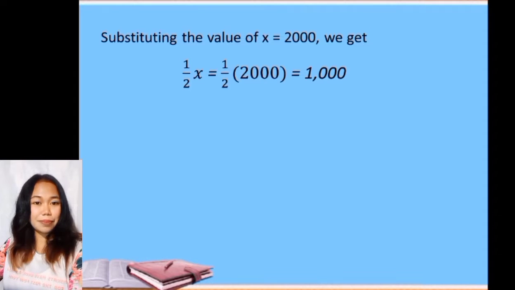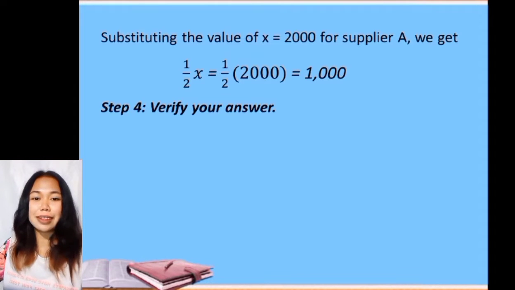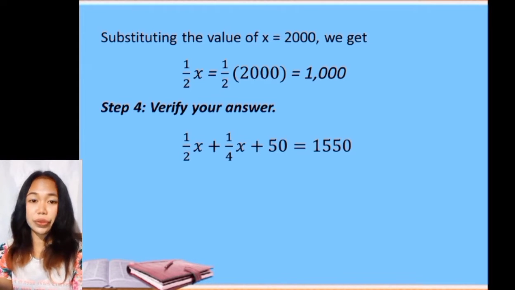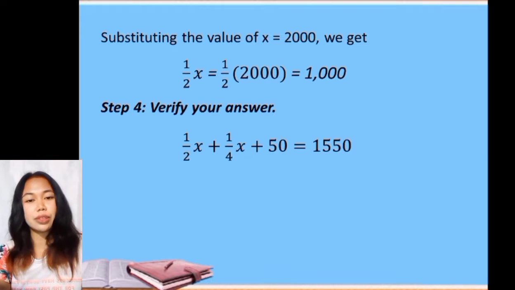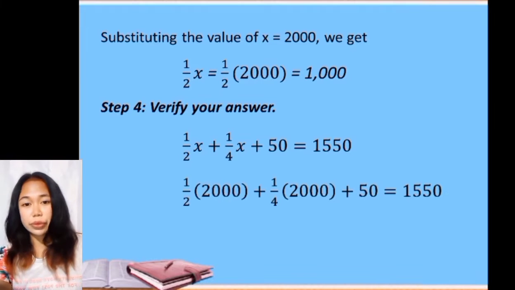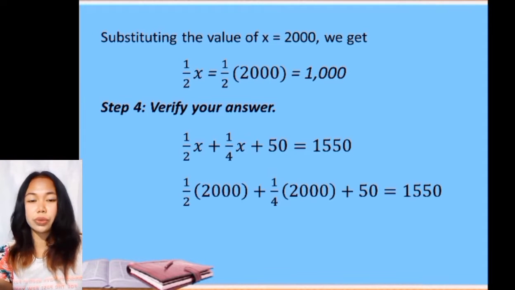And for the last step, step 4, verify your answer. To verify our answer, we have to write the equation that we used earlier, which is 1/2 X plus 1/4 X plus 50 equals 1,550. Since we already have the value of X, which is 2,000, we will change the X into 2,000. We have 1/2 times 2,000 plus 1/4 times 2,000 plus 50 equals 1,550.